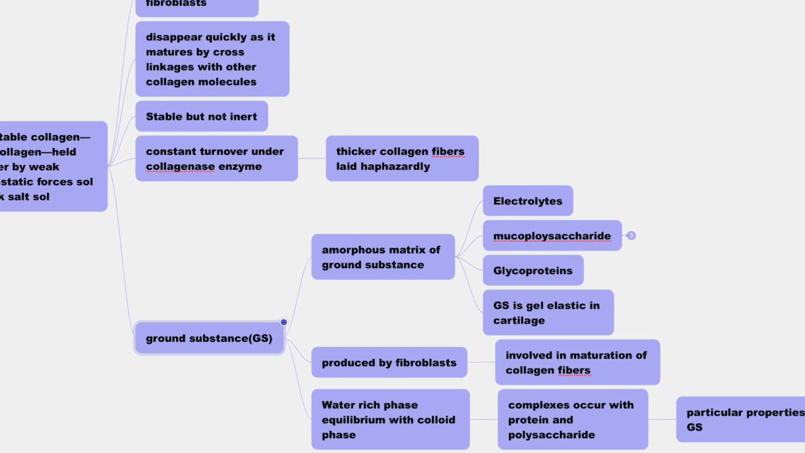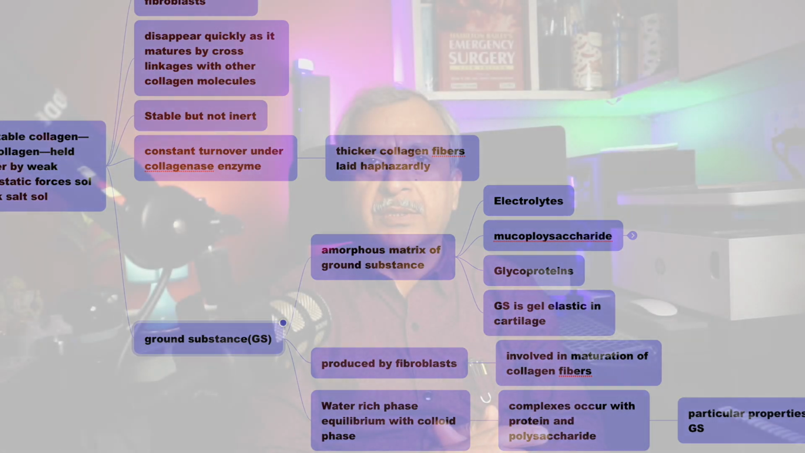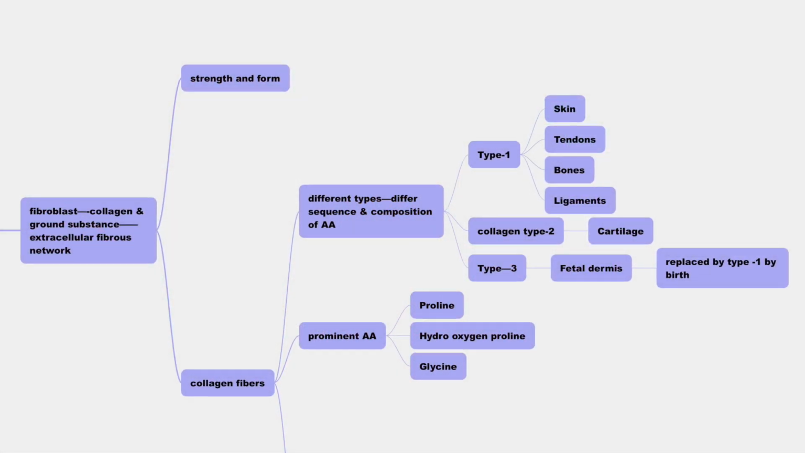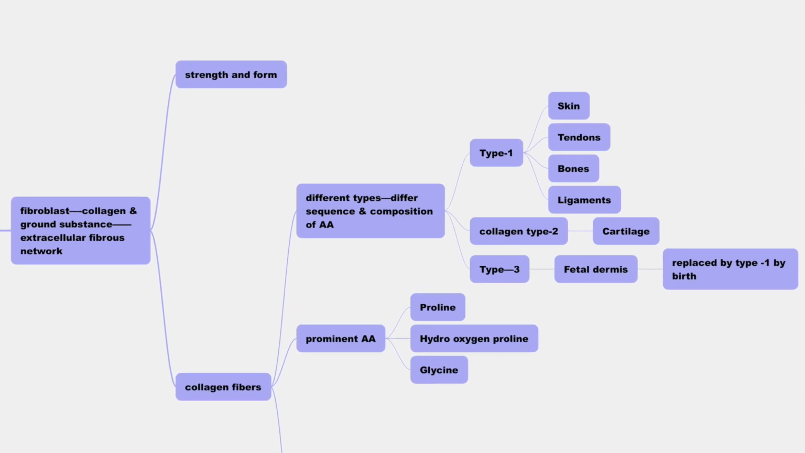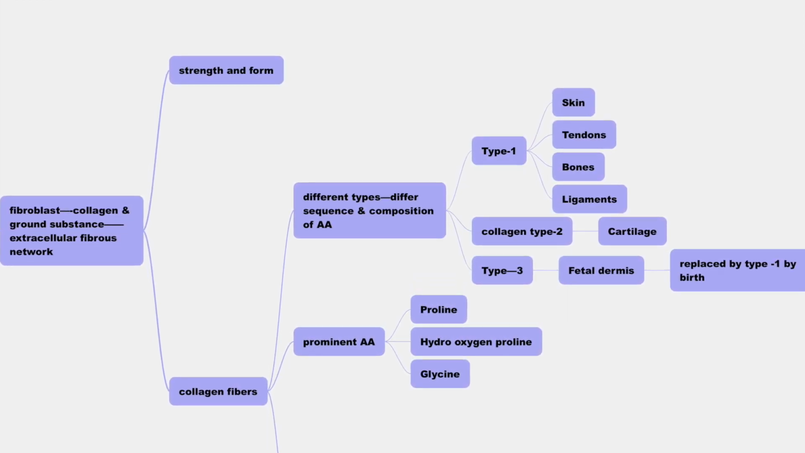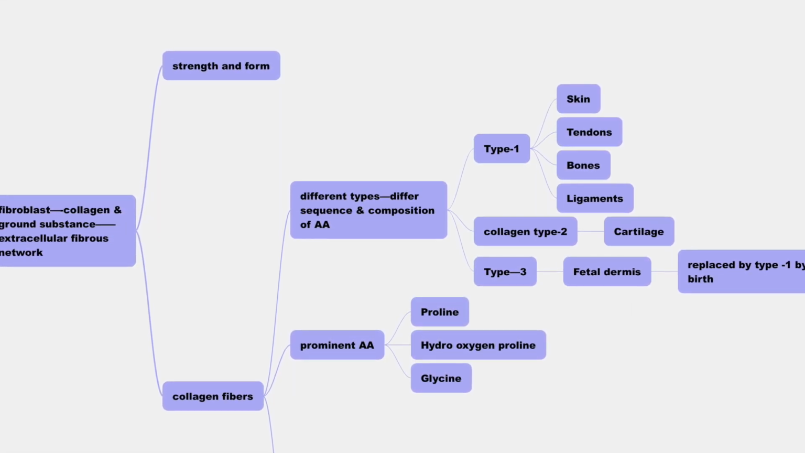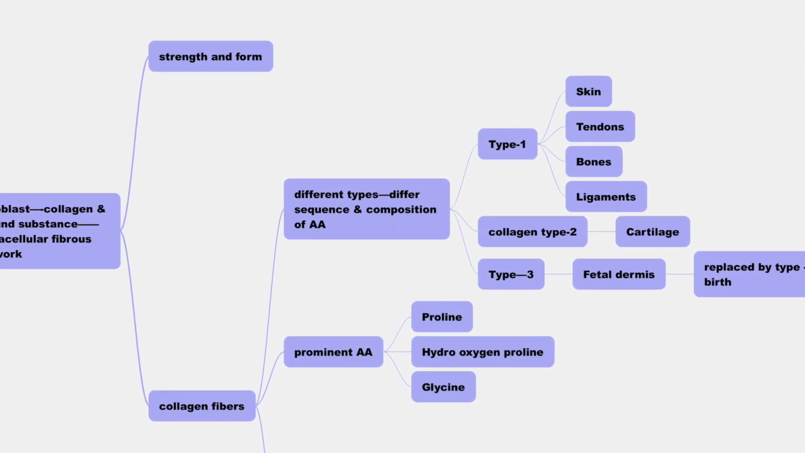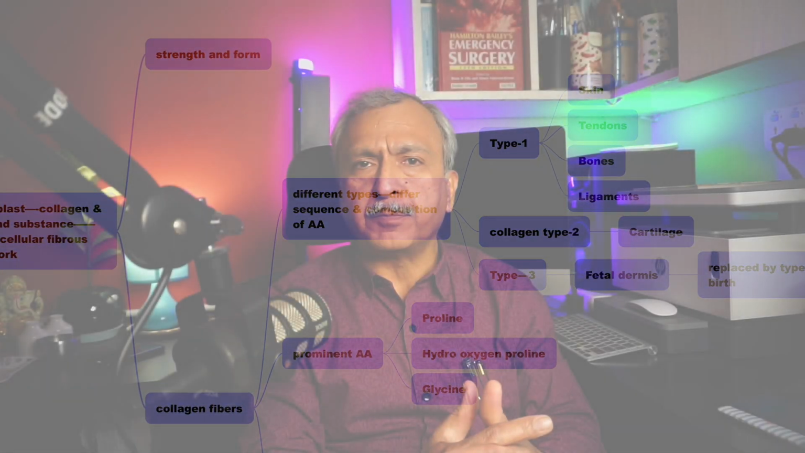The collagen fiber present in our body, in the adult body, from birth till the adult or elderly stage, is type 1 collagen, which is present in our skin, bones, tendons and fascia. Type 2 collagen is present mainly in cartilage. In the fetus, in intrauterine life, there is type 3 collagen, and this type 3 collagen fiber is replaced by type 1 collagen at the time of birth. So when the child is born, there is a replacement of type 3 by type 1 collagen fibers.